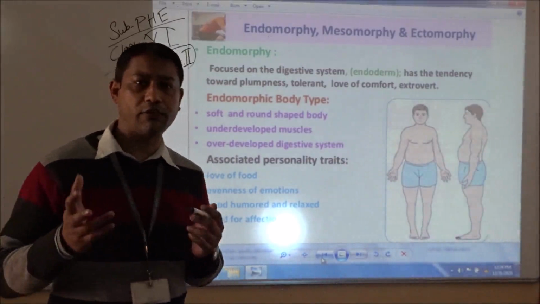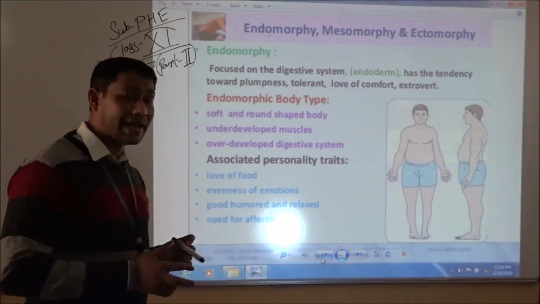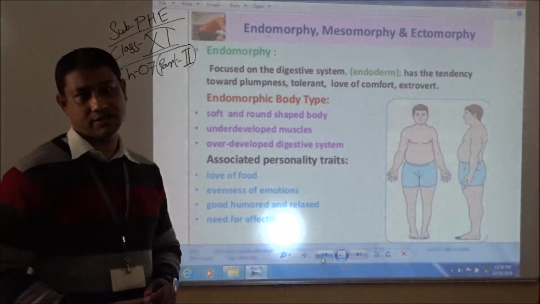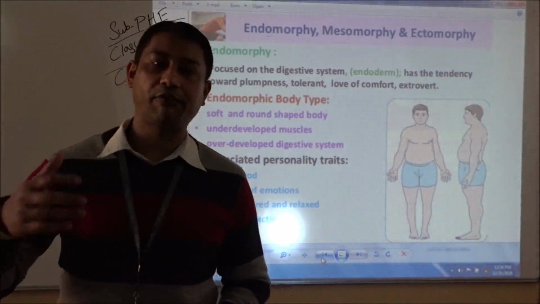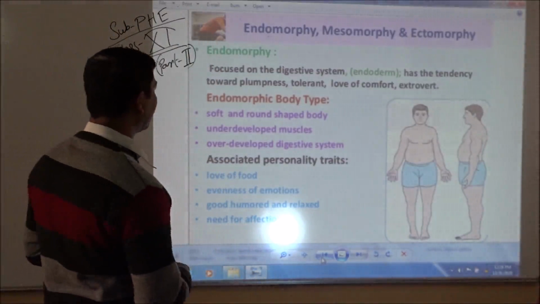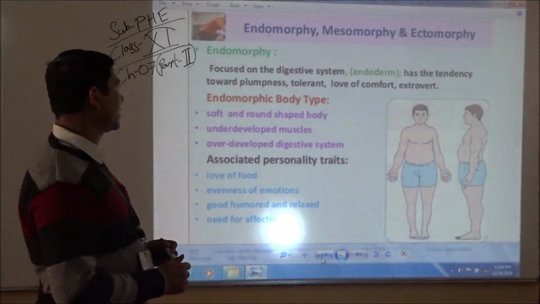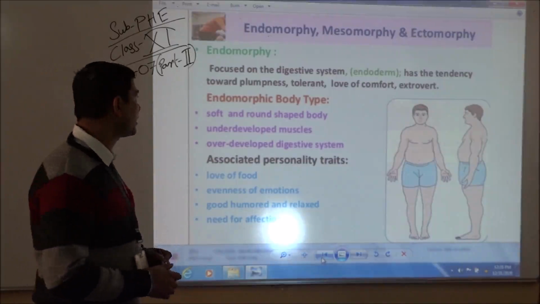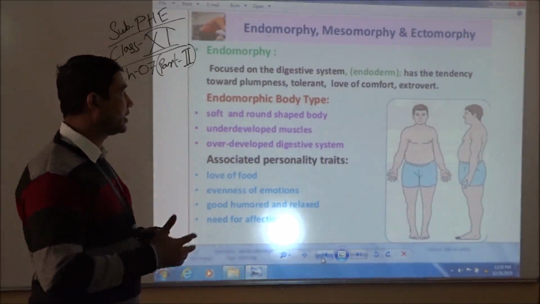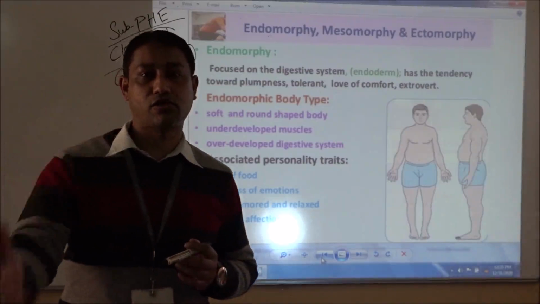They are full of emotions, good humored and relaxed. They have a need for affection. They need and seek a lot of affection, students. So basically, we come to the conclusion that endomorphs have a tendency towards plumpness, they are tolerant, love comfort, and they are extrovert.